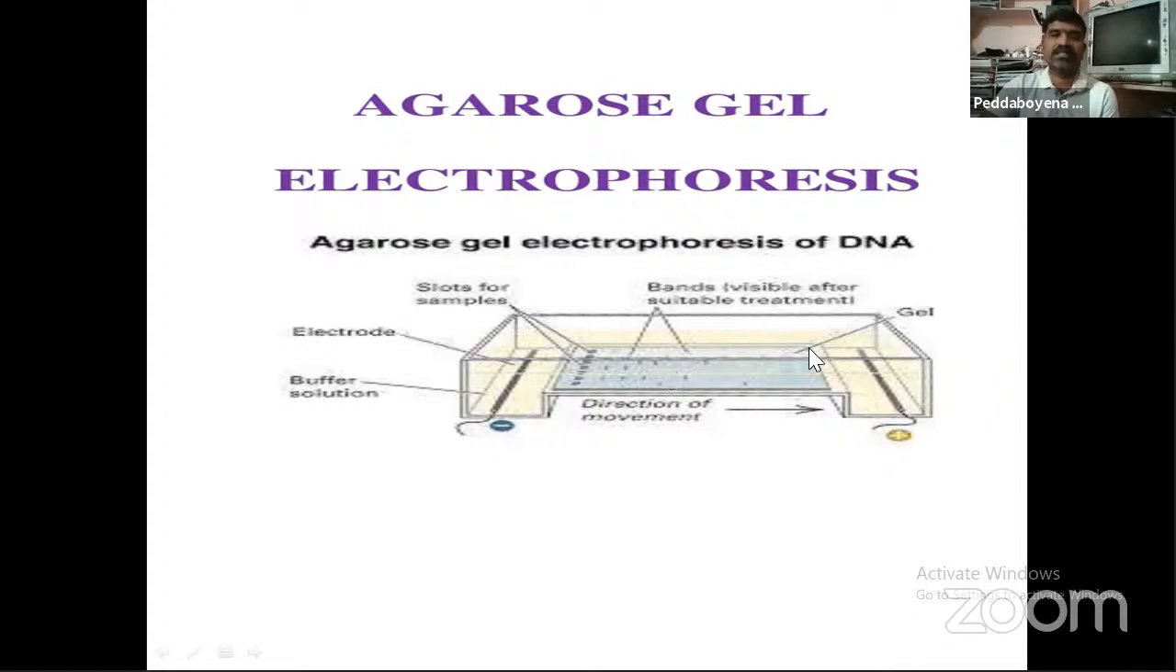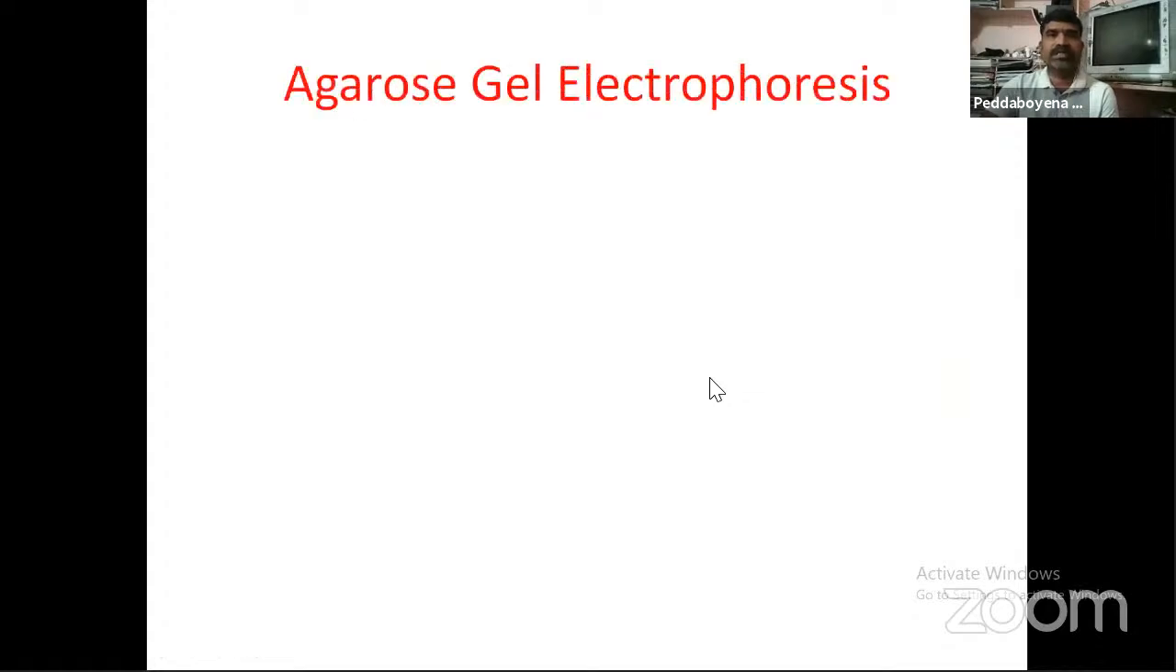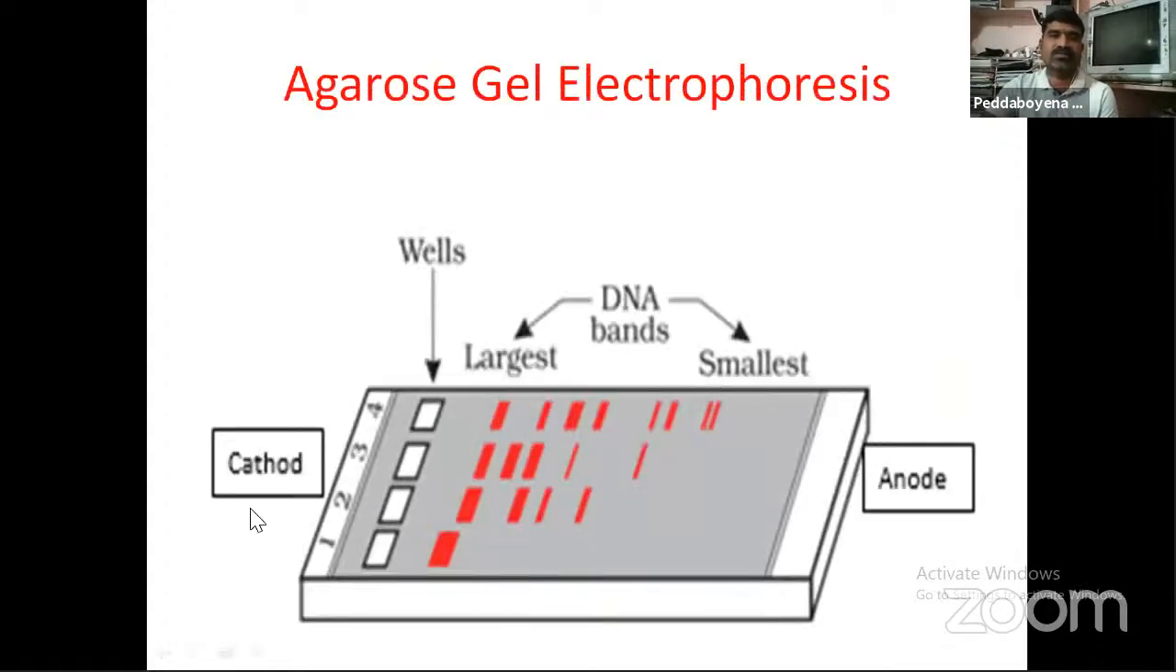So we use the buffer solution, and as a matrix the agarose gel. In this agarose gel electrophoresis you are observing, this side is what is that? Cathode, this side is anode. We load the DNA fragments, and when we attach them to the electrodes, the different kinds of DNA fragments can be separated. Small sized here.